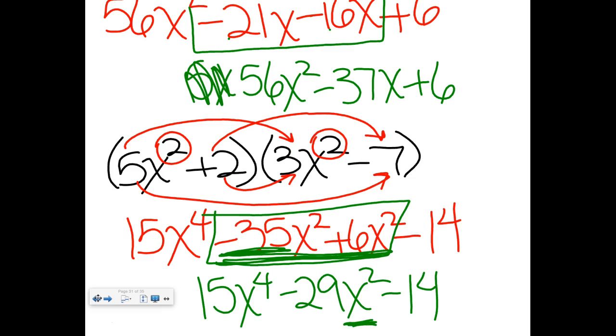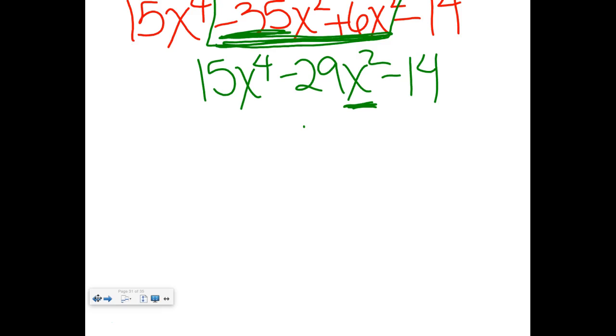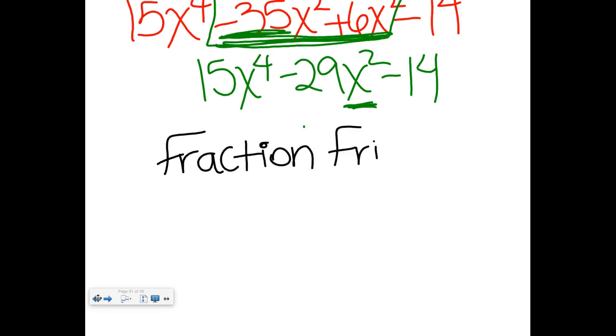All right, here's our last problem. Now today I am gone and it's a special day. It is Fraction Friday. So I'm going to have you guys add this to the bottom of your notes. Okay, and Fraction Friday, I just have a quick question for you.